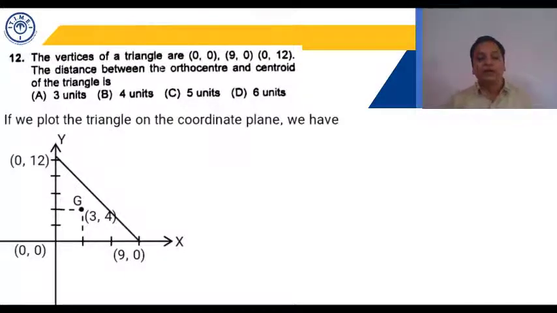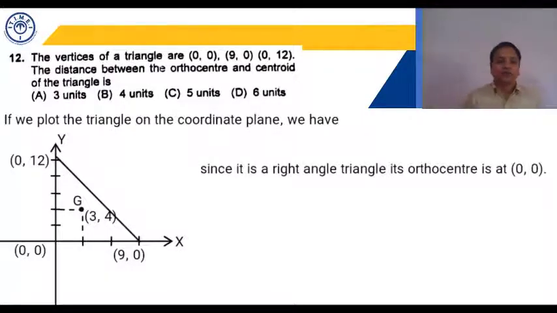And we know one property: in a right angle triangle, the orthocenter is the point at which the 90 degree angle is made. It's the point of intersection of altitudes. From 0, 12, if you drop a height on the x-axis, it's the y-axis itself. From 9, 0, if you drop a height to the line joining 0, 0 and 0, 12, that is the y-axis, it's again the x-axis. This is the point of intersection of altitudes. Since it is a right angle triangle, its orthocenter is by default the point 0, 0. Half the question is solved if you draw the figure.